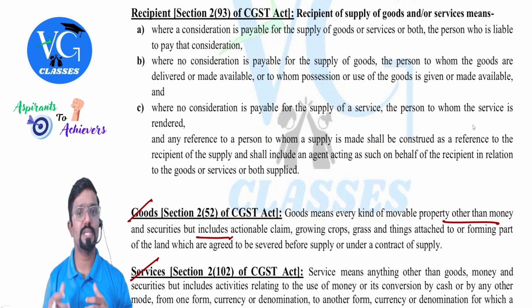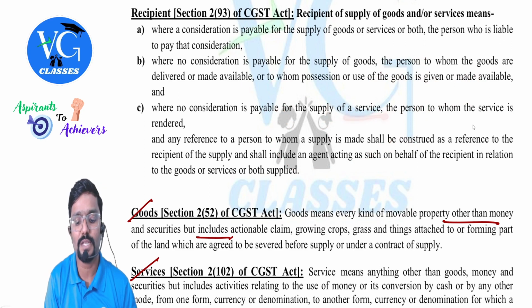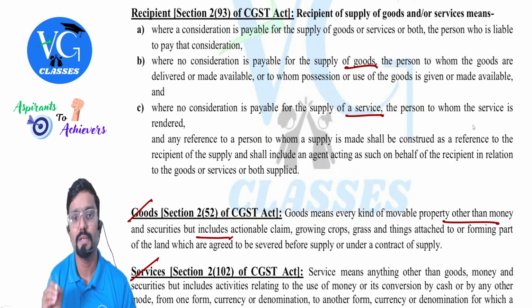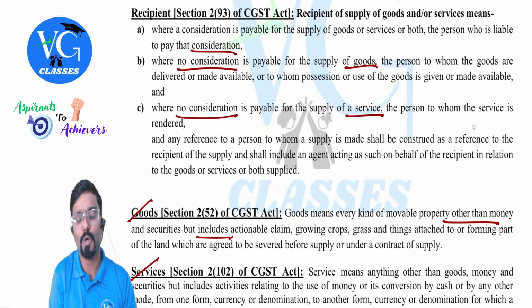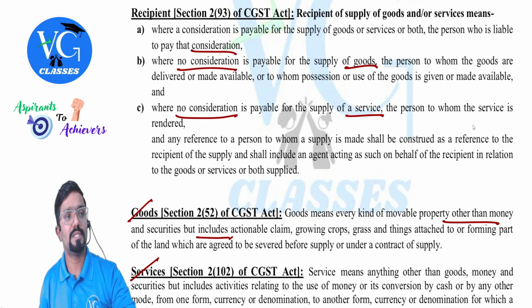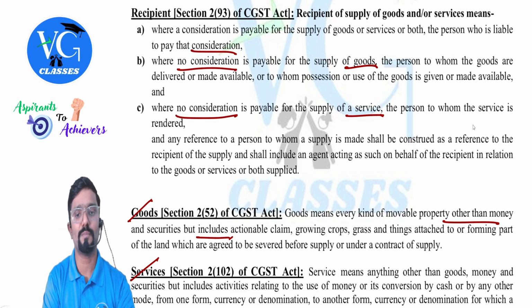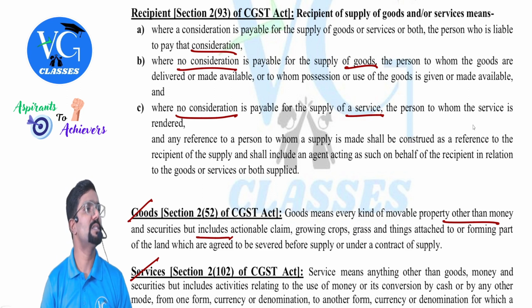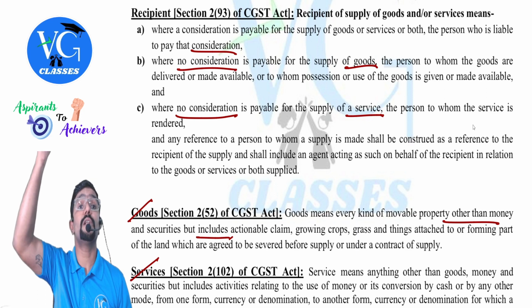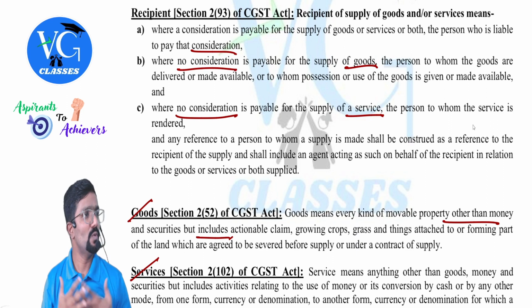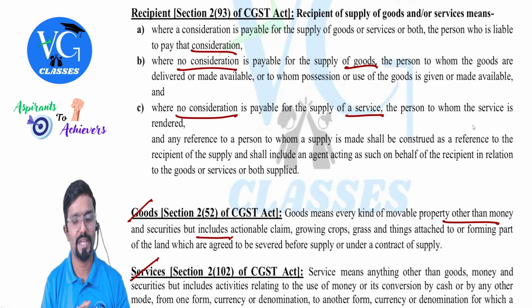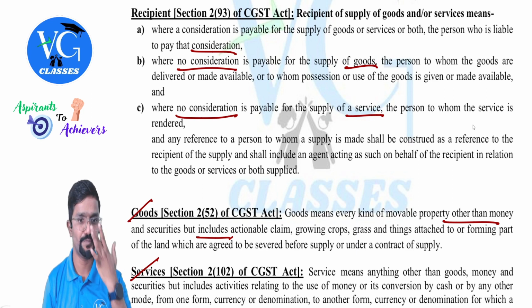Next, where no consideration is payable for the supply of service. What was covered here was goods. What is covered here is services. And here consideration was there, whereas in both of this case, no consideration. Okay. Third, C, where no consideration is payable for supply of service, the person to whom the service is rendered, that is whoever has received the service. For example, import of service from a related person without consideration. Sir, who is the recipient? The person who has imported the service, who is using this service in the course or furtherance of business.